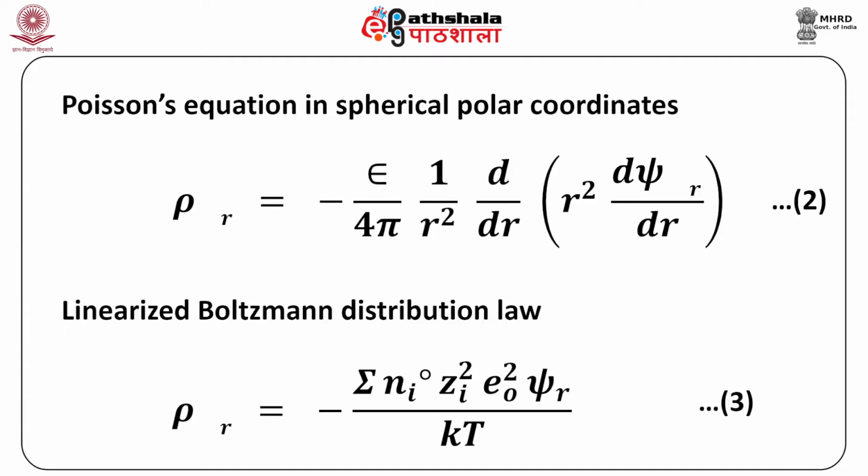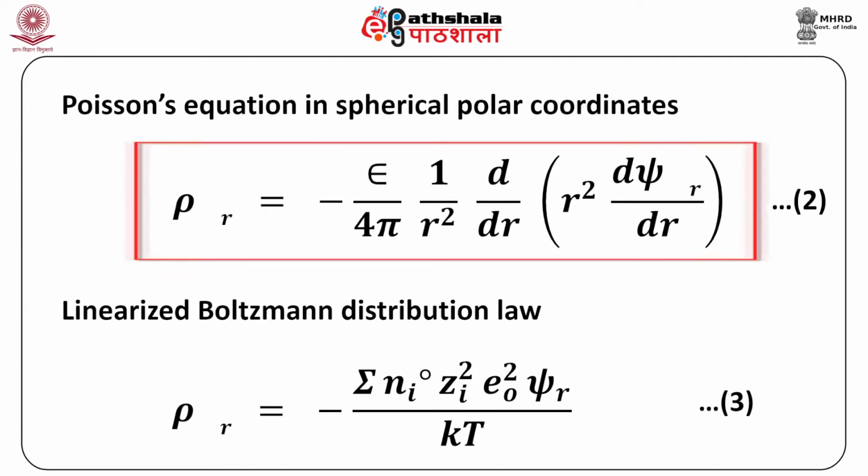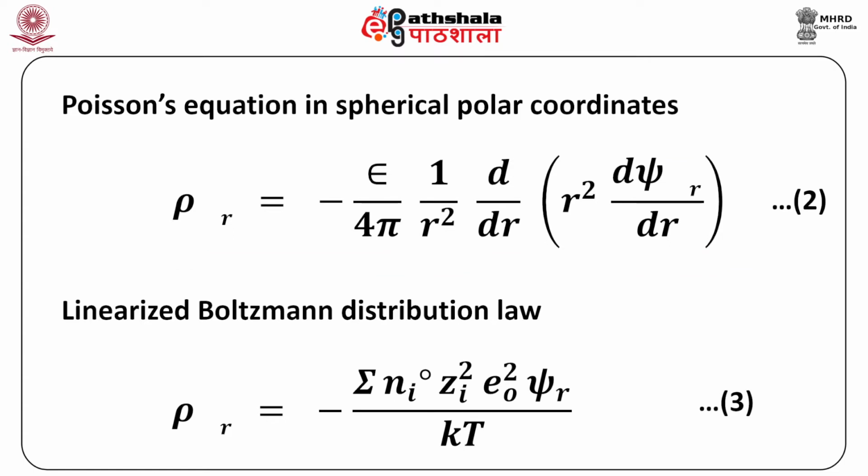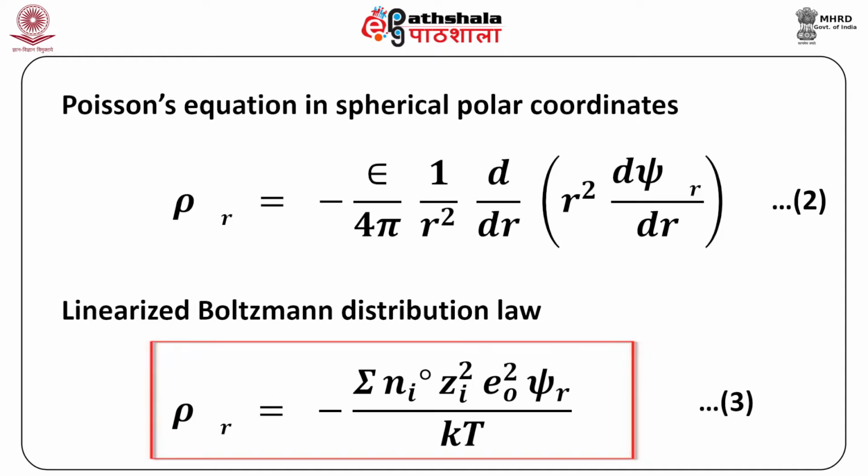Number 1 is the Poisson equation in spherical polar coordinates as given by equation 2, that is rho(r) equals epsilon by 4 pi into 1 by r squared into d by dr of r squared d psi(r) by dr. Number 2 is the linearized Boltzmann distribution law as shown by equation 3: rho(r) equals minus summation n_i^0 z_i squared e_0 squared psi(r) divided by kT.